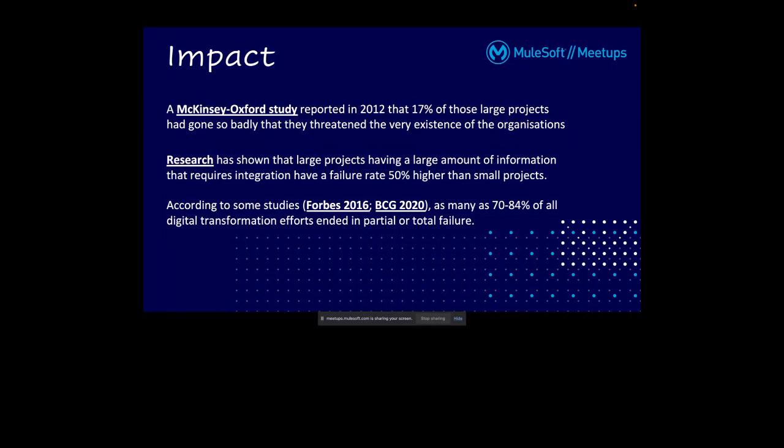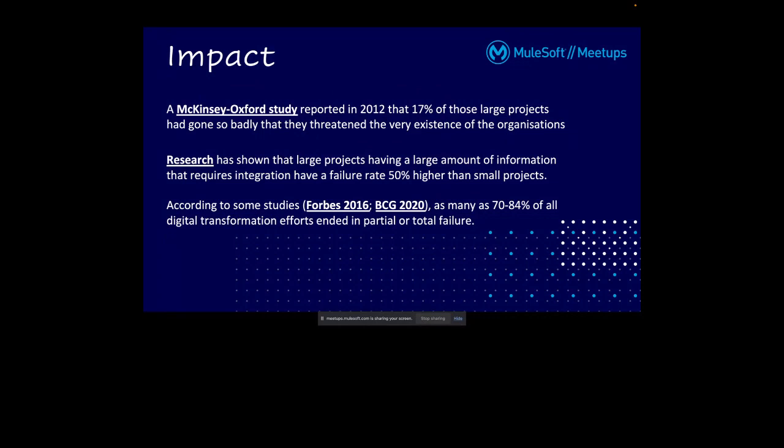The research has also shown that large projects with a large amount of information that requires integration have a failure rate 50% higher than small projects. Generally, these large projects are very complex. There are so many systems involved, so many people involved. For example, your project has an Oracle system, a Manhattan system, a Snowflake system, and there will be different teams. There can be different companies involved. So when the pool is bigger, the chance of failure is also bigger. So 50% of the projects have a failure rate.